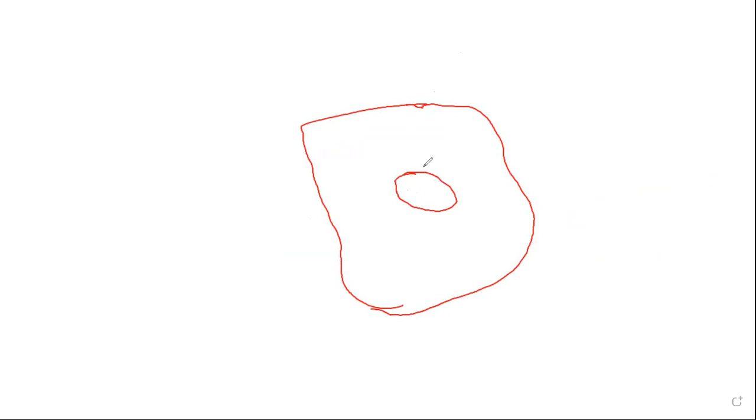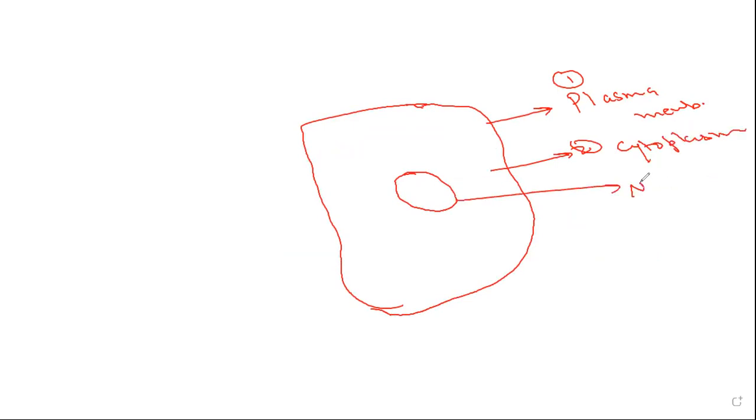So the cell has basically three parts. The first part is the plasma membrane. The second part is the cytoplasm. And the third part is the nucleus. These are the three parts that each and every cell will have. Now, based upon this, let's study the structure of a prokaryotic cell first.